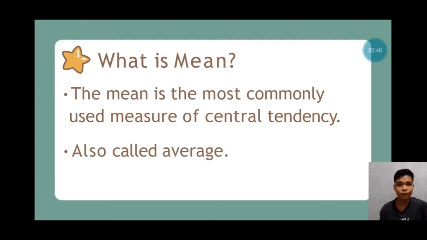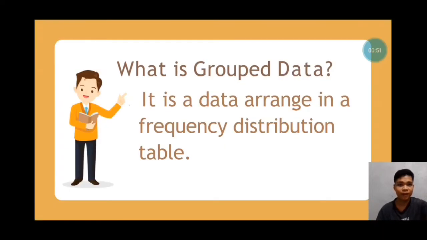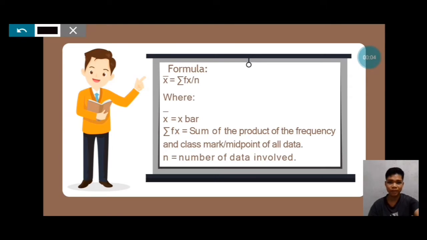When we say mean from the previous video, it is the most commonly used measure of central tendency, and it is otherwise called average. In the same way, when we say group data, it is a data arranged in a frequency distribution table. To compute the mean for group data, we can use this formula. X bar is equals to the summation of the product of f and x over n.